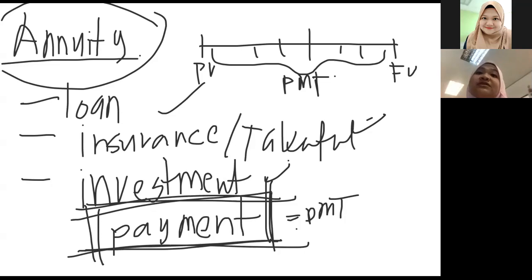Loan can be lots of loans. It can be housing loan, it can be hire purchase loan. Hire purchase loan, for example, is buying a car. If we buy a car, we will be involved in a hire purchase loan. If buying a house, it's a housing loan. Education loan, personal loan, lots of types of loan. All those loans, we will pay back in a fixed amount of payment. When dealing with a fixed amount of payment, we call it annuity. Okay?